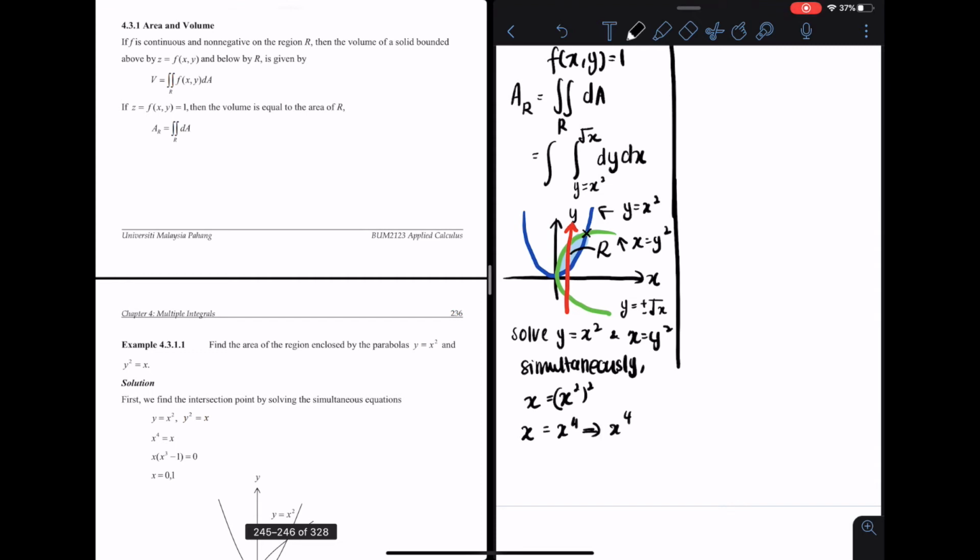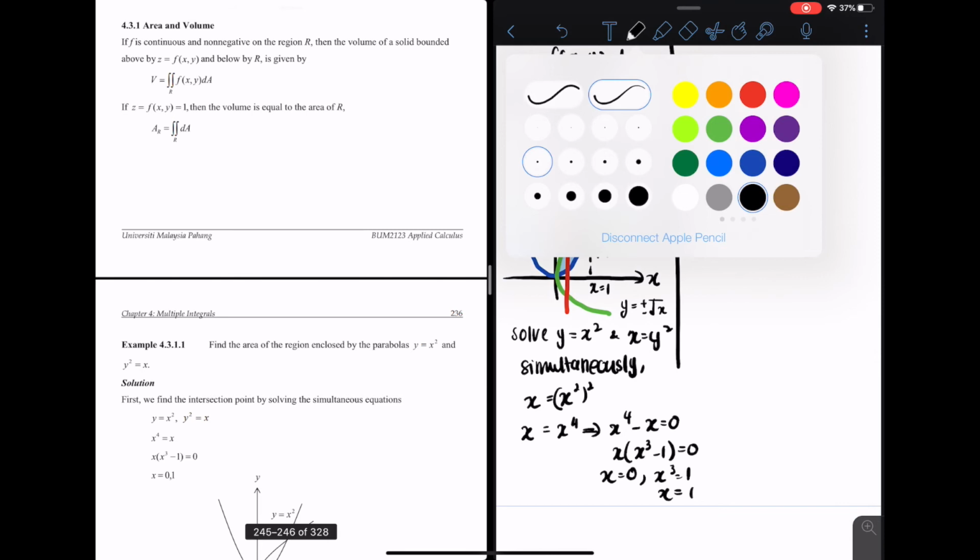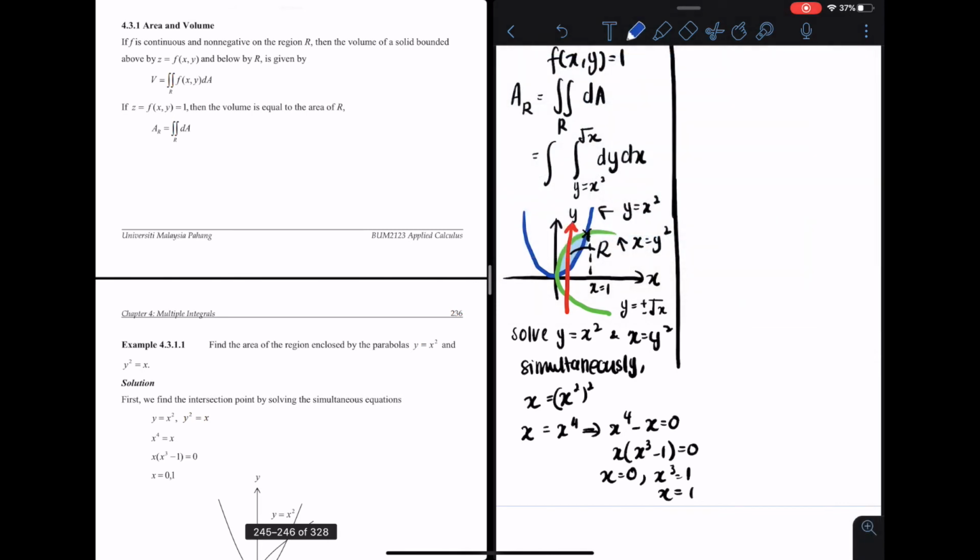x to the power of 4 minus x is equal to 0. x times (x cubed minus 1) equal to 0. x is equal to 0, and x cubed equal to 1, x is equal to 1. Therefore, the value here is x is equal to 1. And the lower and upper limit with respect to variable x is as simple as x is equal to 0 and x is equal to 1.